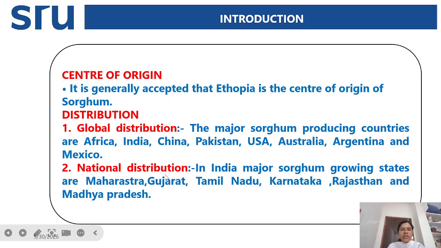Next is the national distribution. In India, the major sorghum growing states are Maharashtra, Gujarat, Tamil Nadu, Karnataka, Rajasthan, and Madhya Pradesh. So this is about the distribution of sorghum.